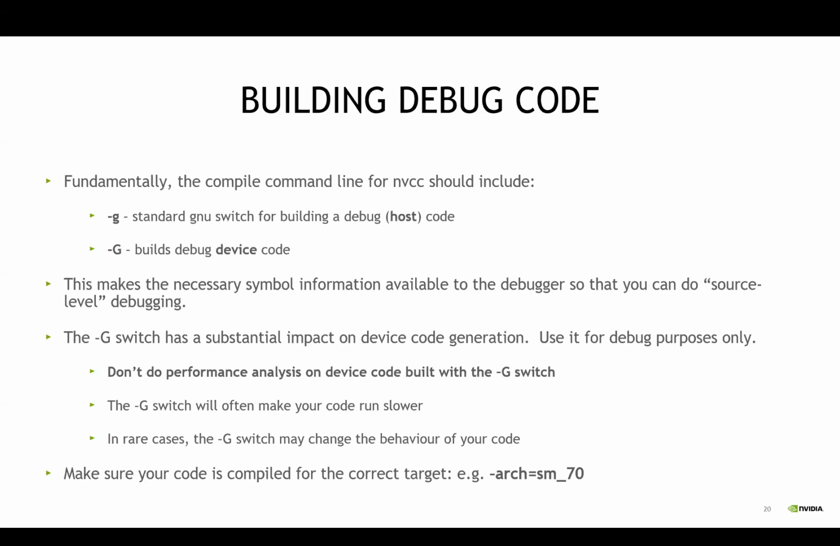As a result of the fact that the code construction has changed and most optimizations are disabled, the -G switch will often make your code run slower, potentially a lot slower. In rare cases, this is of course not desirable, it's not intended, but the -G switch may change the behavior of your code.